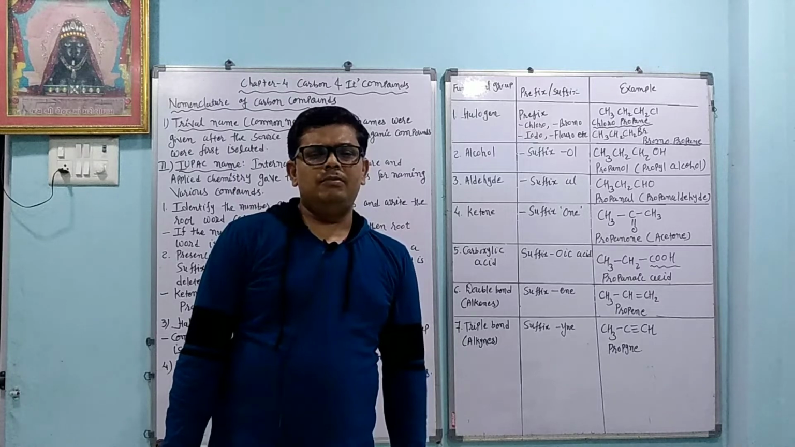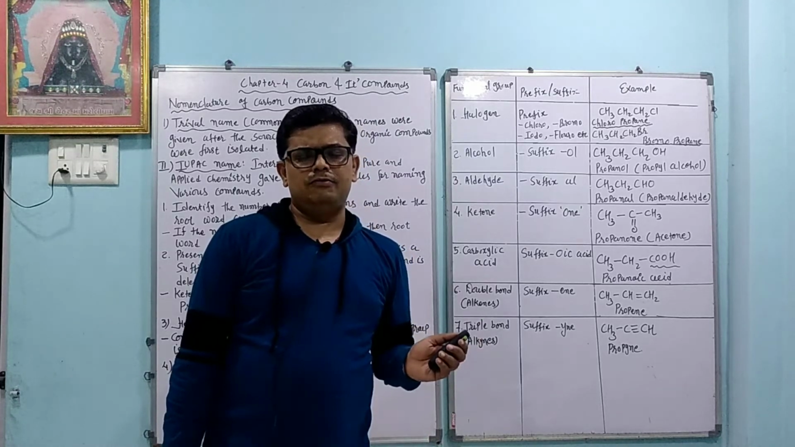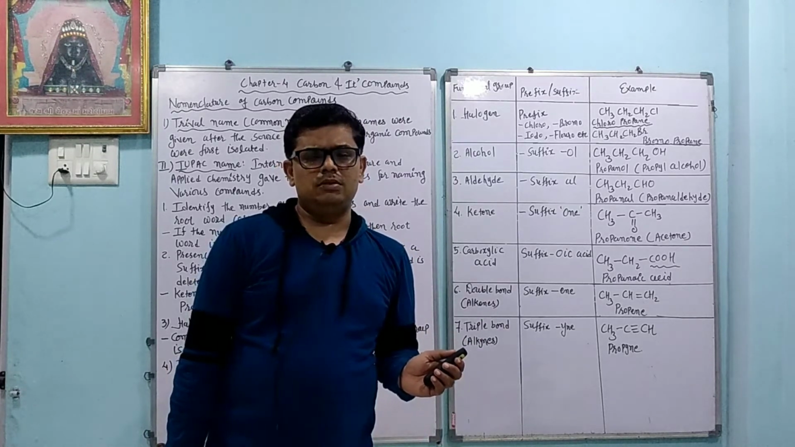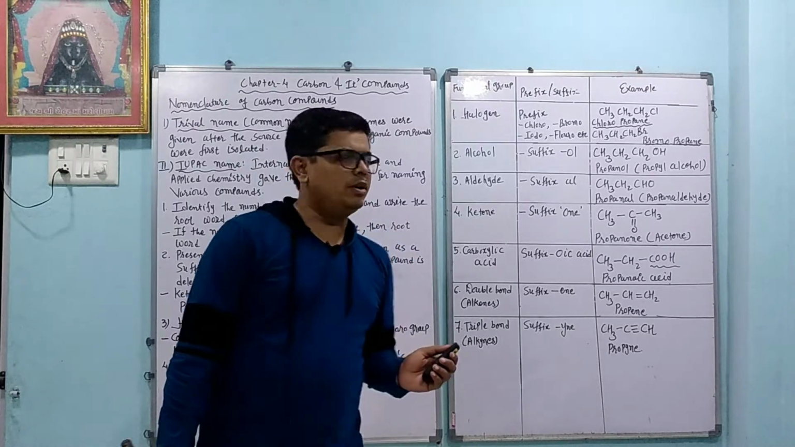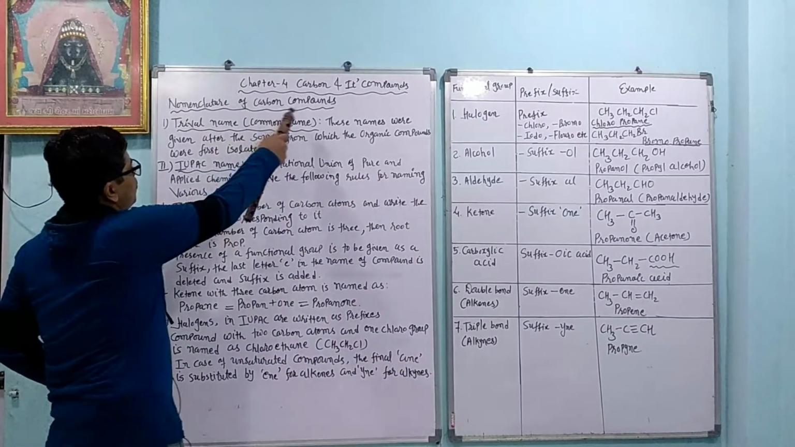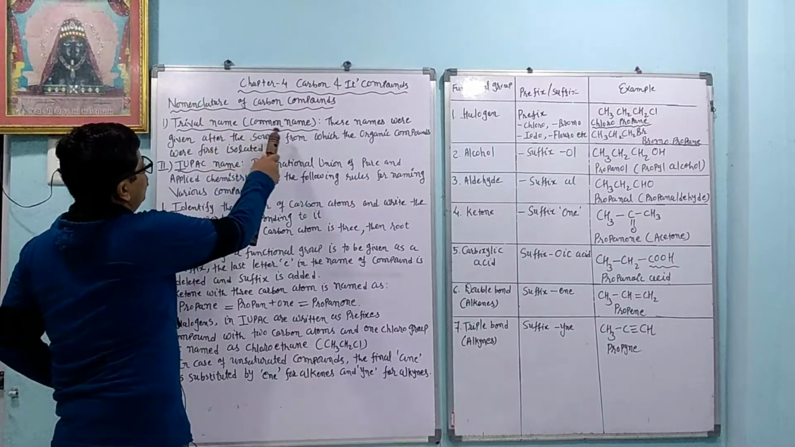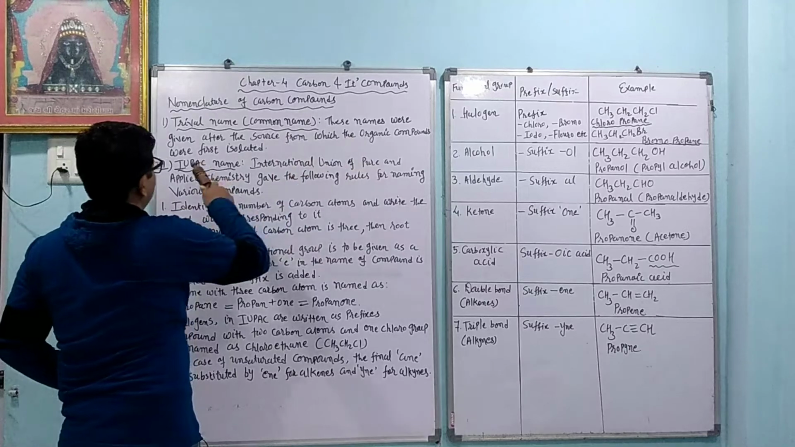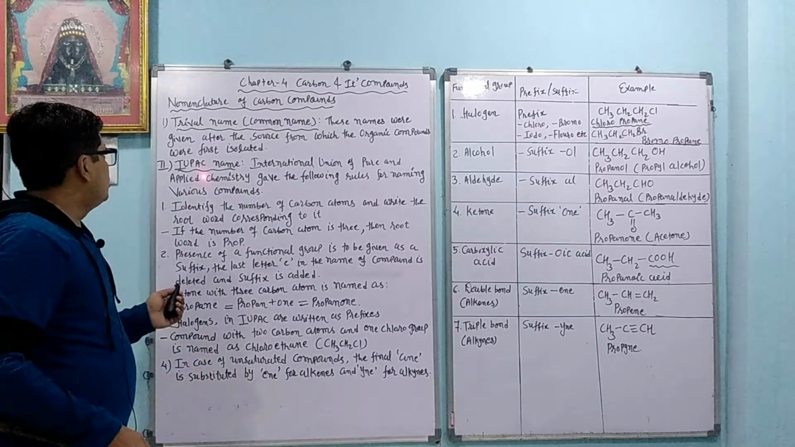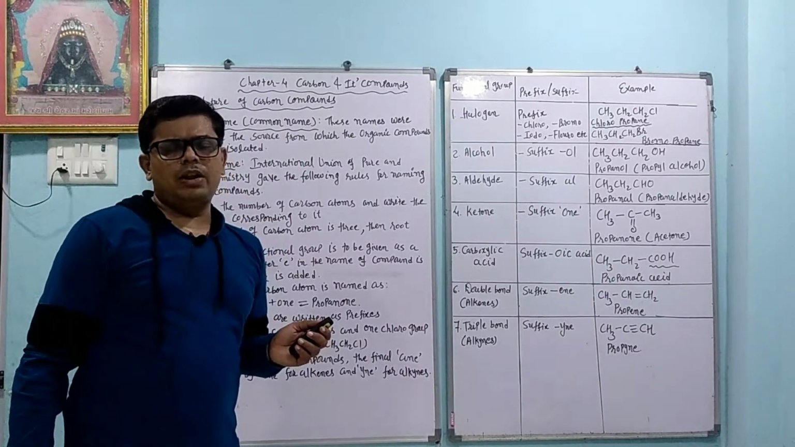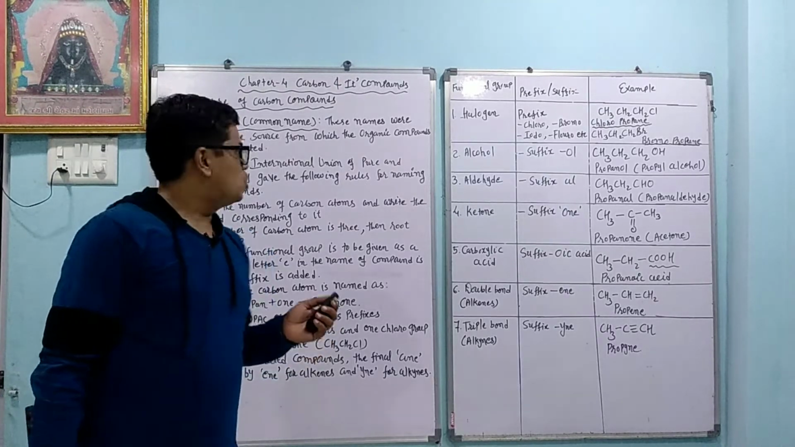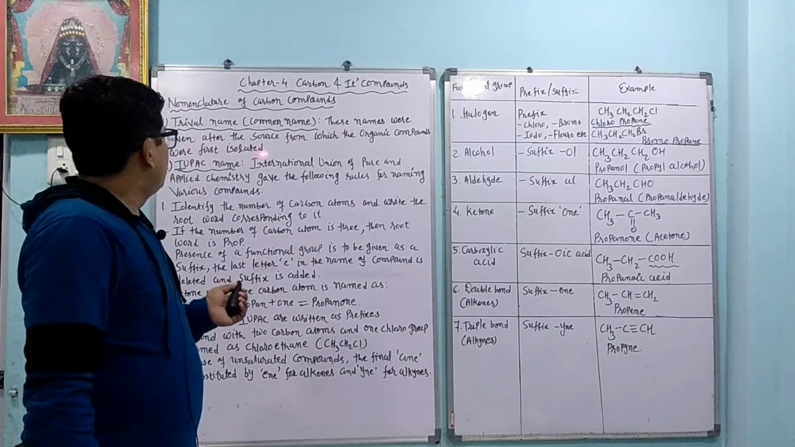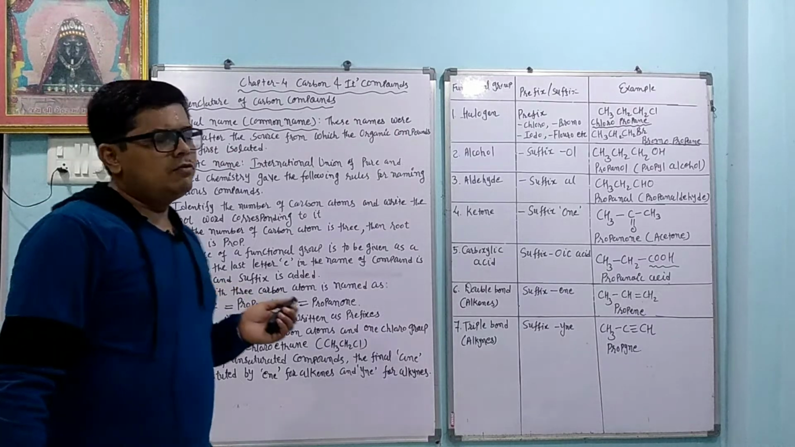Okay, the common name is somewhat non-logical, but in the IUPAC name there is some logic because they are formulated according to some rules. So we will learn one by one the nomenclature of carbon compounds. First is the trivial name or common name. These names were given after the source from which the organic compounds were first isolated.